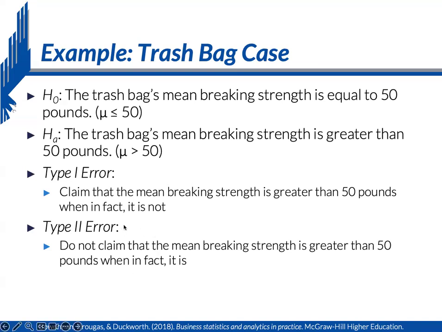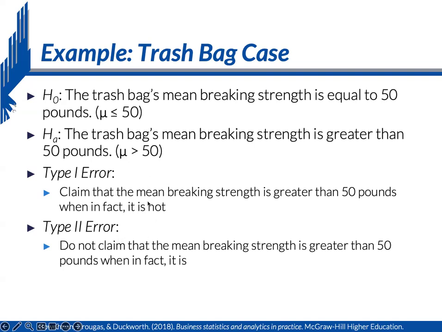The type 2 error, on the other hand, is again the false negative. This happens when we don't claim that the mean breaking strength is greater than 50 pounds, when in fact it is. In reality, the trash bag is actually the strongest trash bag in the market, but we don't make that statement. And again, that is your type 2 error.